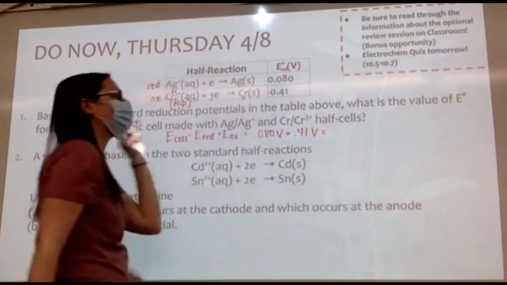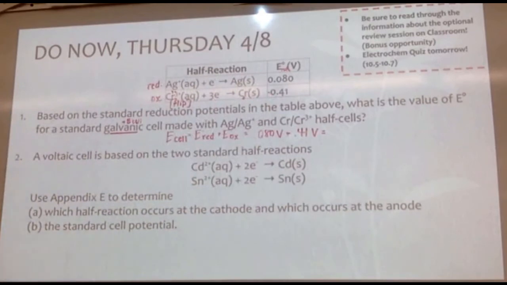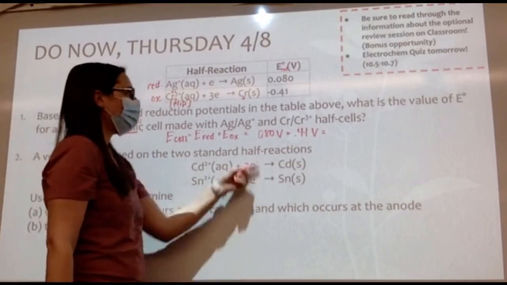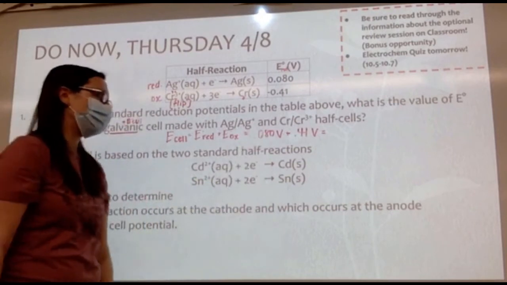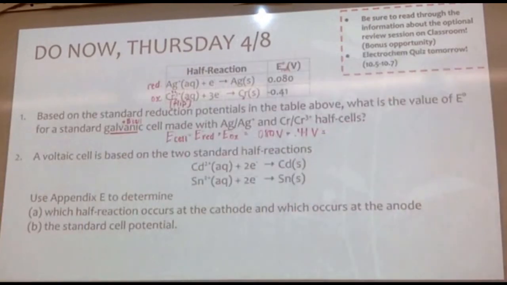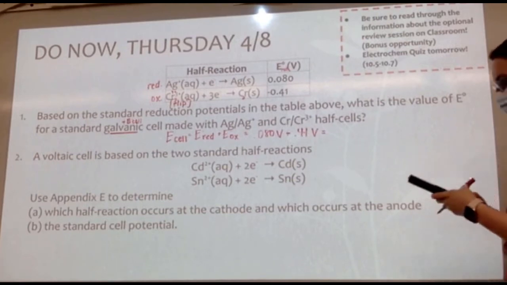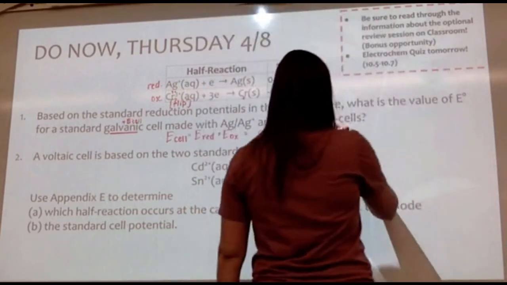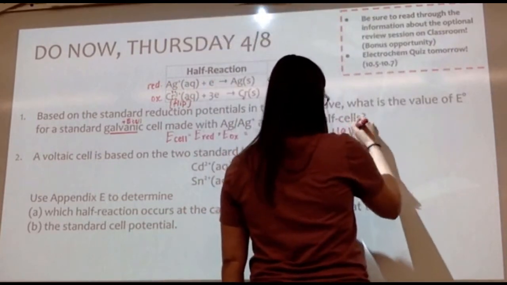0.41 volts. So since we flipped the Cr to Cr3 plus half reaction, we flip the sign. We change it from negative to positive. And so we have 0.08 volts plus 0.41 volts. I can't do this without a calculator this early. Oh, I could have. We get 0.49 volts.